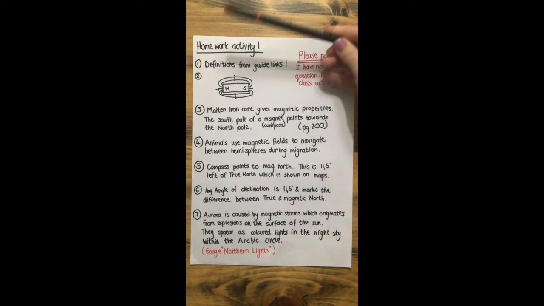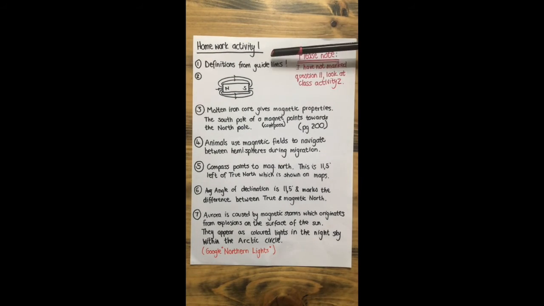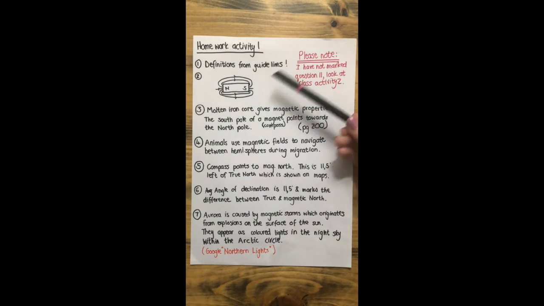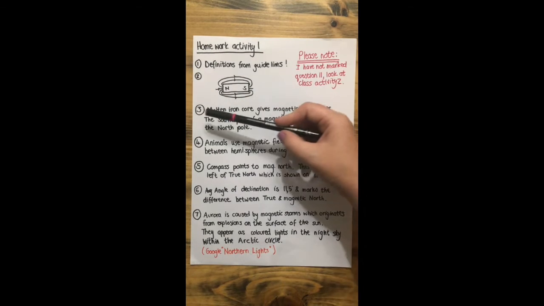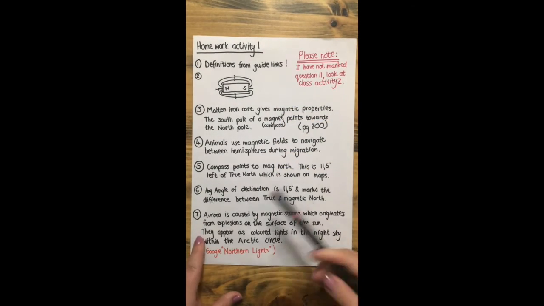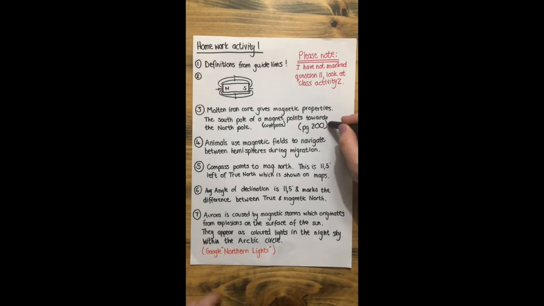So homework activity 1, your definitions are straight from your guidelines, page 12 and 13 of your exam guidelines. You should be learning all of those. This is how to draw a bar magnet, and then this is theory, which is straight from your textbook. I've even given you page numbers for some of those.